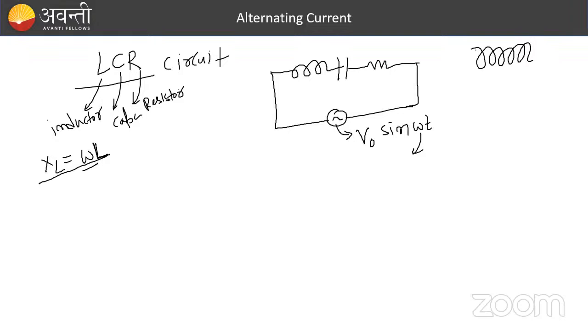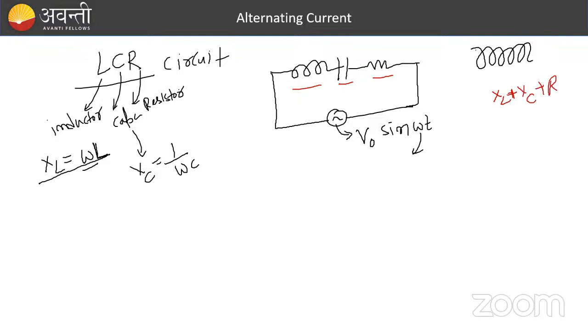What will you write for the resistance of C? XC, and that is equal to 1 by omega C. Done. Now the question is how we add them. Here you can see this inductor, capacitor and resistor are in series. If they are in series, how will we add their resistance? Just like we do in series. So are we going to write XL plus XC? Actually, I'm sorry, that's not the correct answer.